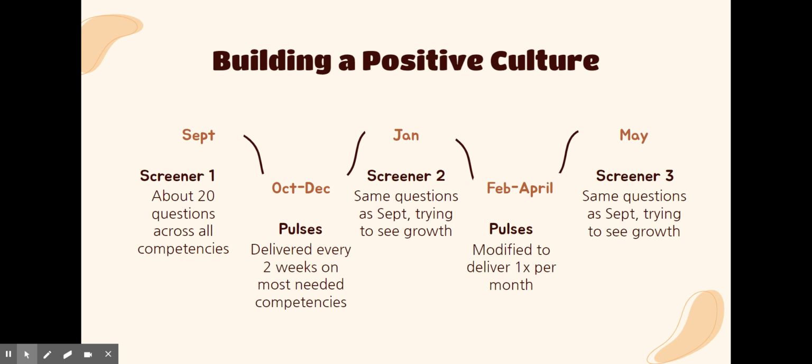What's happened is in September, you received about a 20 question survey. And then every 2 weeks, you received smaller surveys. We call those pulses. In January, those same questions that you got in September, we gave to you again. We wanted to see if things were getting better. Then, now, you've probably received another survey in February. We call that a pulse, this short one, 3 or 5 question.